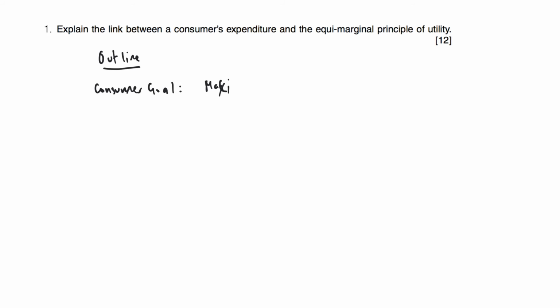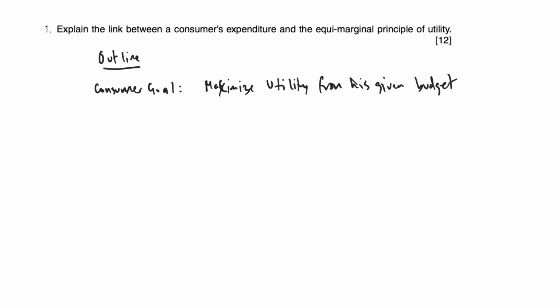This is a question which is actually testing our knowledge about the things that we just learned, that explain the link between a consumer's expenditure and the equi-marginal principle of utility. So here, if I could make an outline for this, what we'll first talk about is, what is the consumer's goal? The consumer's goal is basically to maximize utility from his given budget. That's his goal. He wants to maximize utility from his given budget.